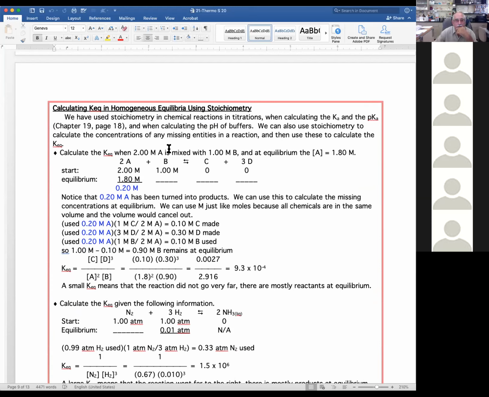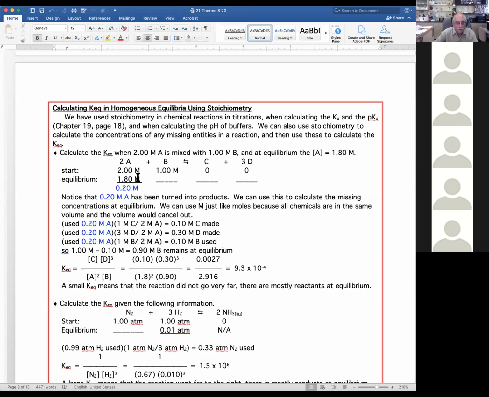Then this right here, I put it in a red box. I changed some of the things I was doing because of the virus, but I won't ask you to do this on the exam.